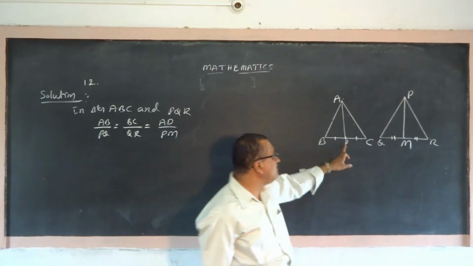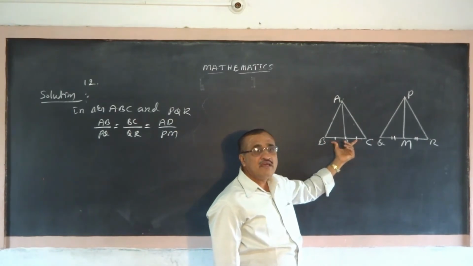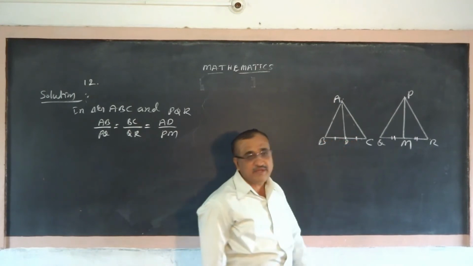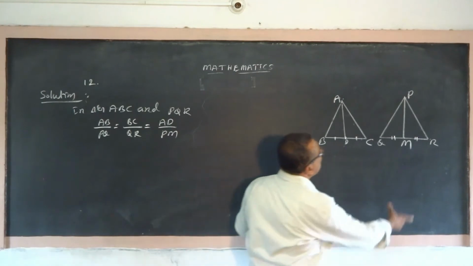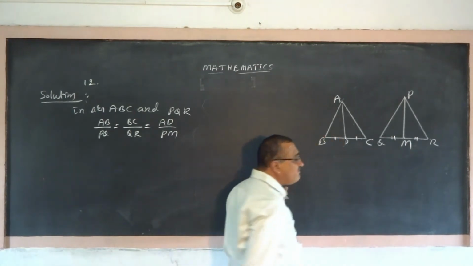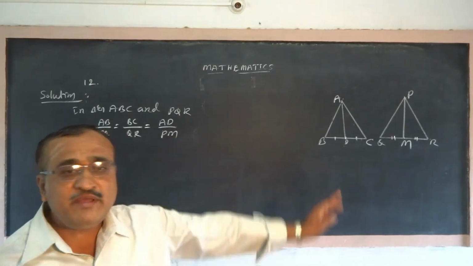You see, D is the midpoint of BC. Therefore, this BC is nothing but 2 times BD. Is it right? 2 times BD. And QR is 2 times QM. If you take double of QM, it will be QR.